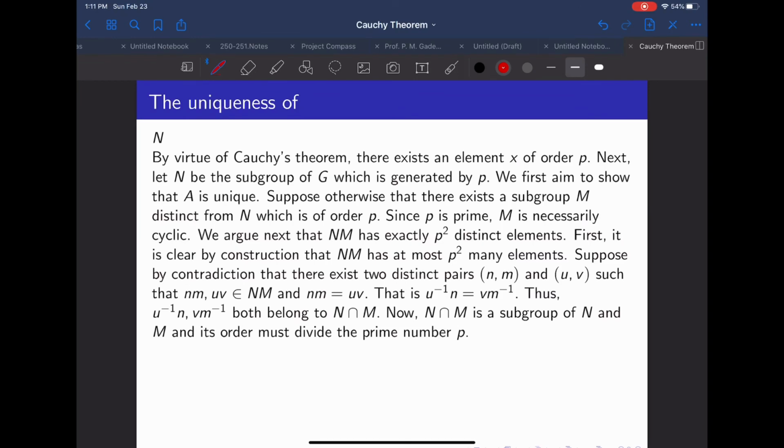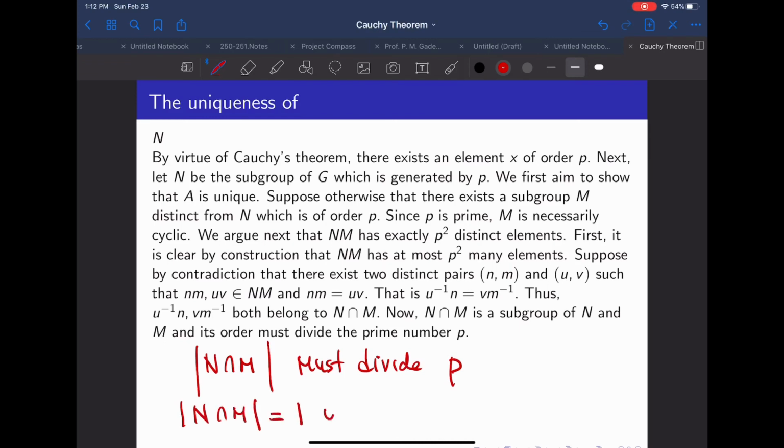So one can show, please pause the video and show for yourself, that if N and M are subgroups, then the intersection is also a subgroup of both groups. So now N intersect M is a subgroup of both N and M. That means that the order of N intersect M must divide p, which is a prime number. So that tells you that the order of N intersect M is either 1, or the order of N intersect M must be p. We only have two options because p is prime.